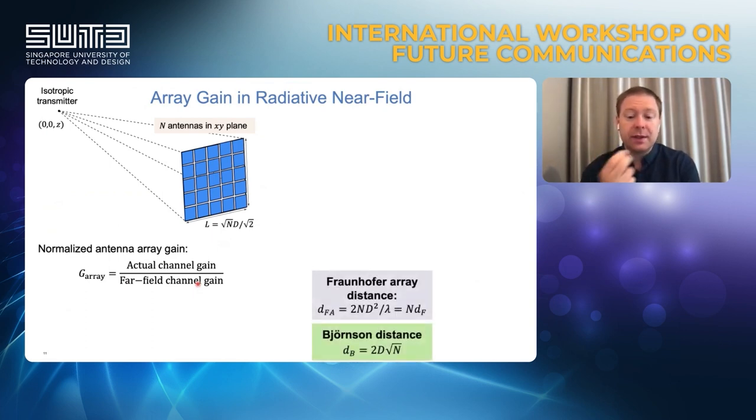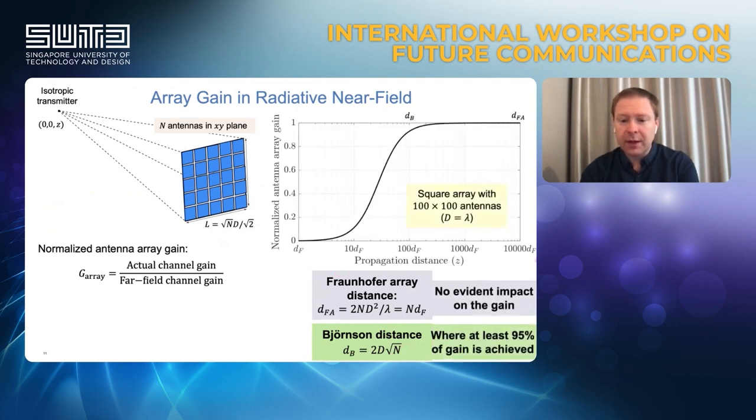And there are two different distances that I mentioned so far. One is the Fraunhofer array distance. And if you do the math in this case, it turns into this formula, 2 N d squared over lambda. This is because the diagonal here is square root of N times d. And this is actually N times the Fraunhofer distance of the individual elements. And then I was talking about the Björnson distance, which is 2 times the largest dimension, the diagonal here. So 2 times d times square root of N.